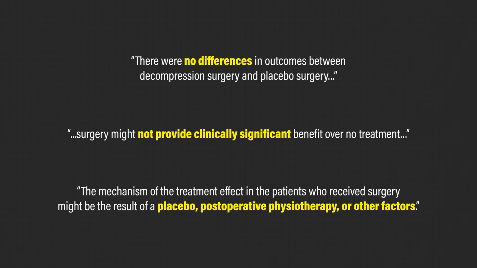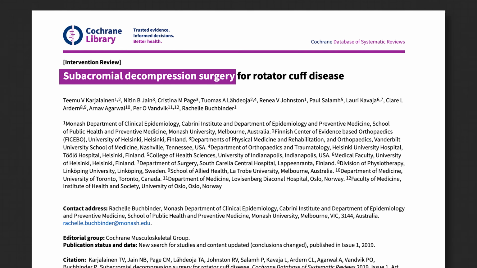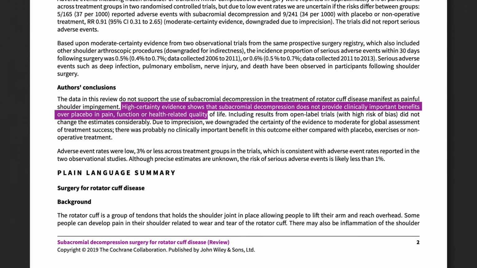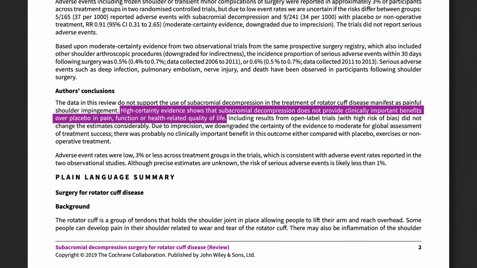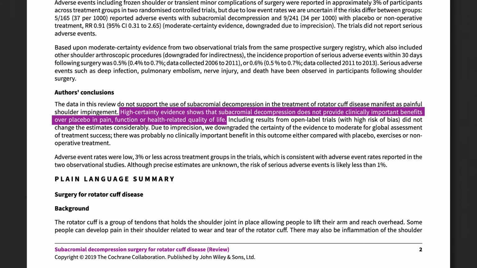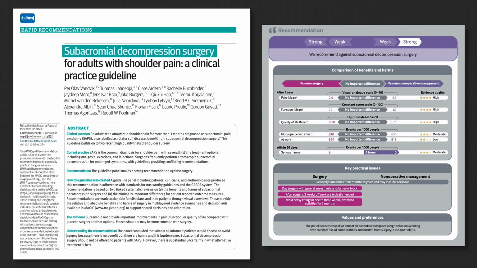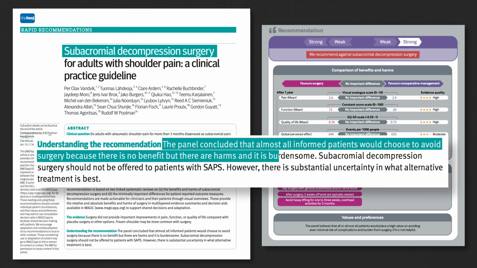A 2019 Cochrane review, which is the gold standard for the appraisal of research, concluded that high certainty evidence shows that subacromial decompression does not provide clinically important benefits over placebo in pain, function, or health-related quality of life. Based on the information up to this point, the British Medical Journal created a clinical practice guideline in 2019 that made a strong recommendation against surgery. The panel concluded that almost all informed patients would choose to avoid surgery because there is no benefit, but there are harms and it is burdensome.